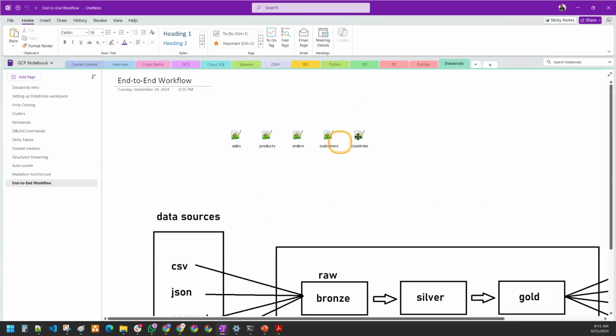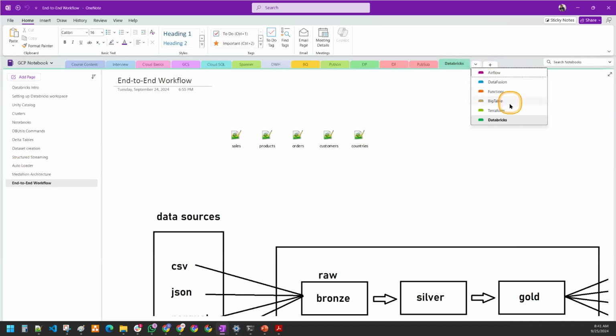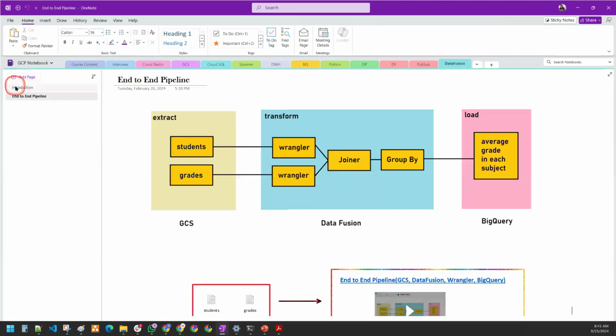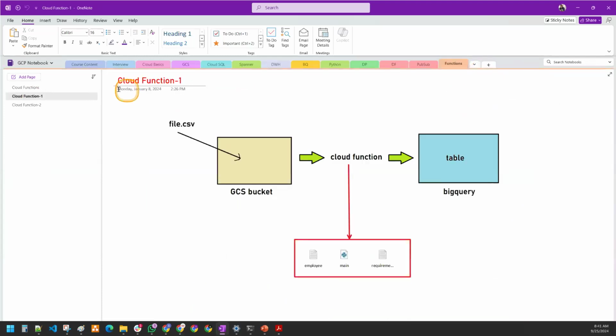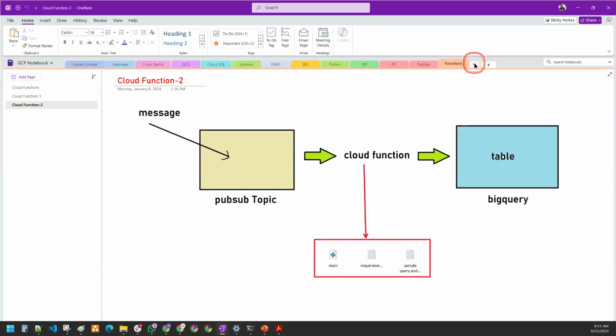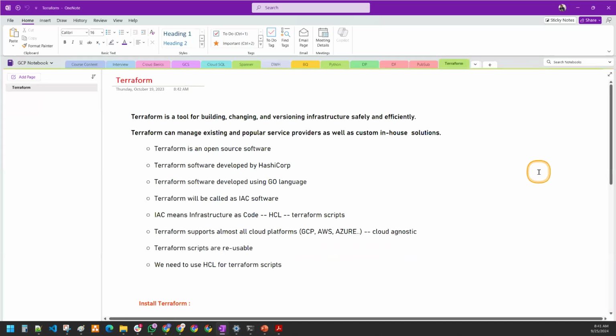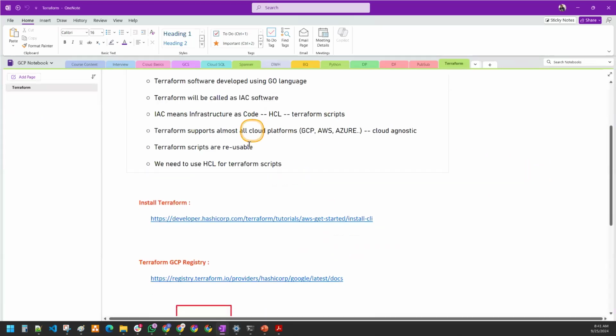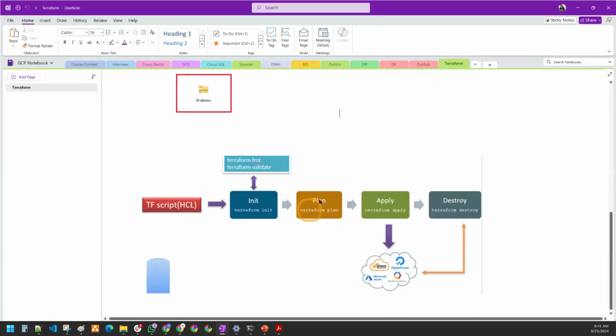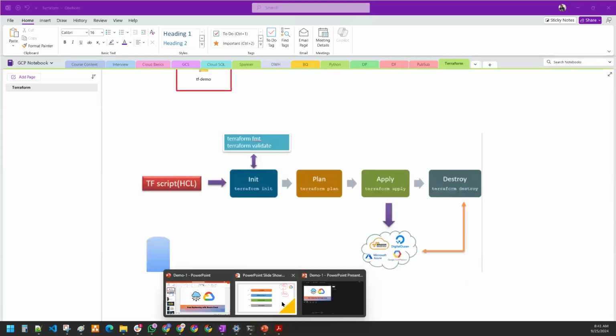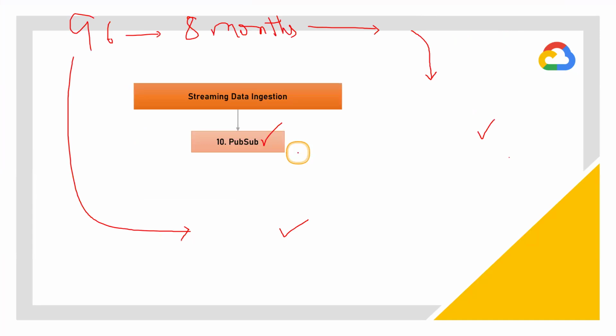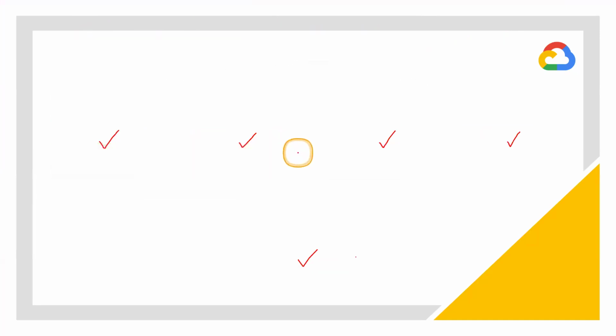Everything is covered here. After that, we will also have Data Fusion: an end-to-end pipeline in Data Fusion. And Cloud Functions. What is a Cloud Function? Cloud Function use case 1, Cloud Function use case 2. And we have Terraform as the final topic: what is Terraform and all of those things, installing Terraform, the registry, the architecture, everything is mentioned. Whatever I have mentioned here, all of those concepts are covered. You might have seen.